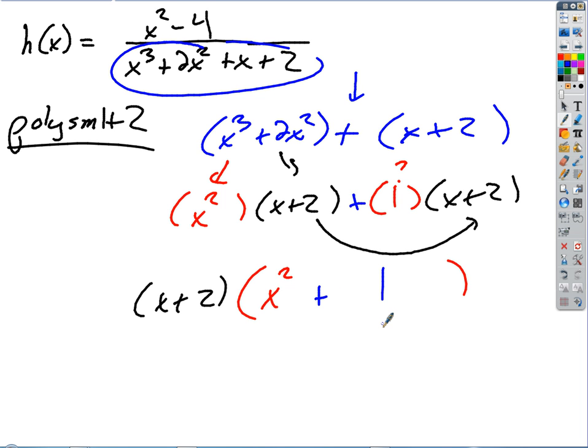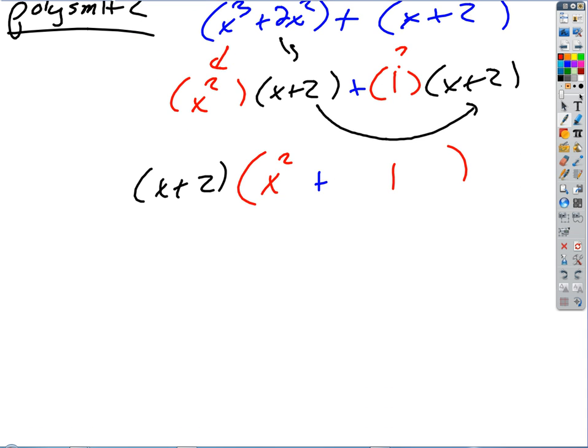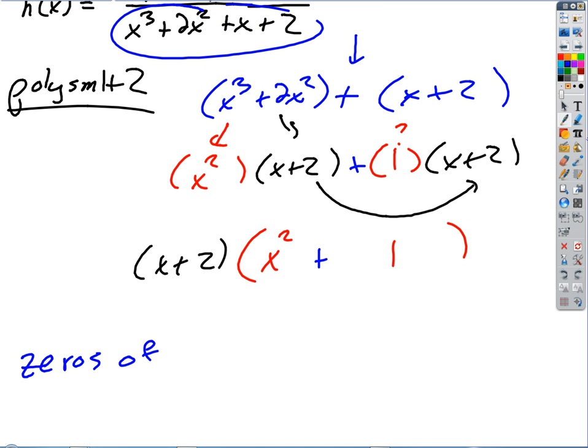Whoops. Is that looking familiar? Okay, and now it's down to a place where we can deal with things. Okay, that's good. What if, because it's possible, what if it doesn't factor by grouping? So now we're still trying to find the zeros of, what's our denominator? x cubed plus 2x squared plus x plus 2.